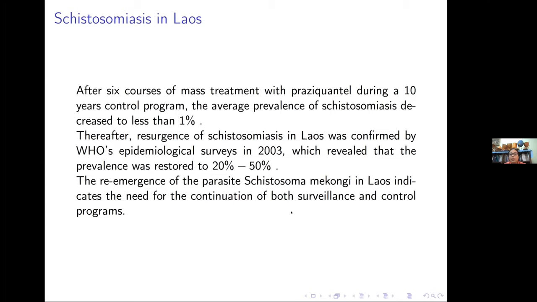After 6 courses of mass treatment with pulse control during a 10-year program, which led to the cessation of the control program in 1999, the average prevalence of schistosomiasis decreased to less than 1%. Thereafter, research on schistosomiasis in Laos was confirmed by WHO in 2003, which revealed that the prevalence was restored to 20 to 50%. The reemergence of the parasite schistosome in Laos indicates the need for the continuation of both surveillance and control programs.